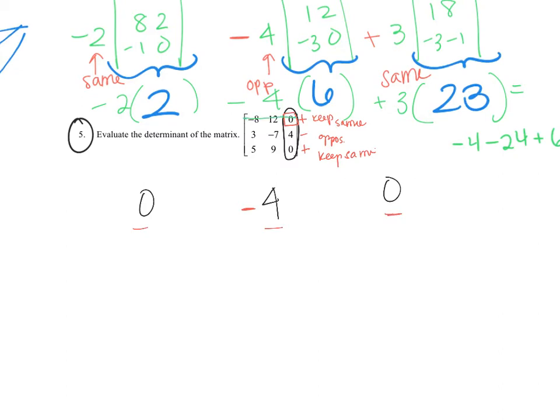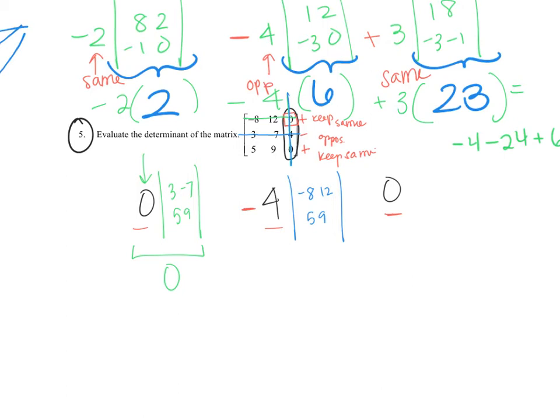So for the first 0, the minor would be 3, -7, 5, 9. Find that determinant, which is just going to become 0 because my entry is 0. For the next part, I'm going to cross off the row and the column. That leaves -8, 12, 5, and 9. And that will require a little bit more work.